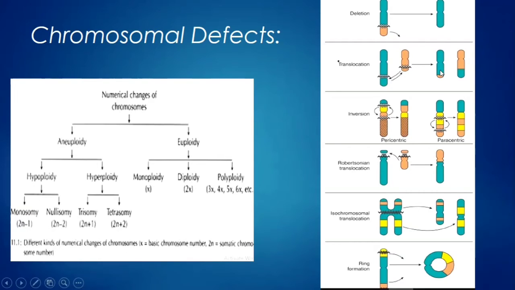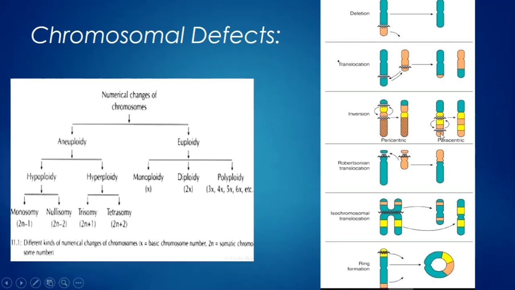The third type is inversion. In inversion, there is a break in the chromosome at two sites, which can be above and below the centromere. As you can see, this is the centromere, and it is divided into two types, pericentric and paracentric. In pericentric, there is a break on both sides of the centromere. As you can see, one break is on this side and one break on this side of the centromere, so this is known as pericentric inversion. And in paracentric, both of the breaks are on one side of the centromere. As you can see, this is the centromere and both of these breaks are on this side.